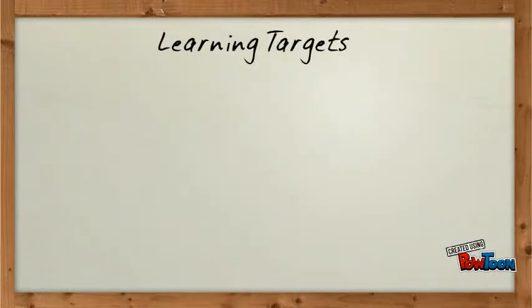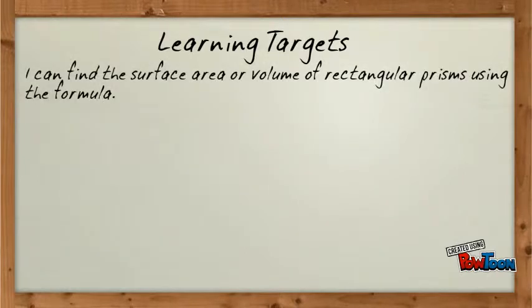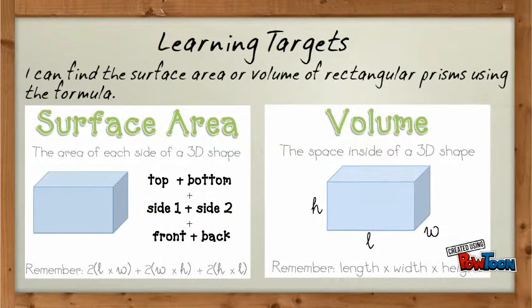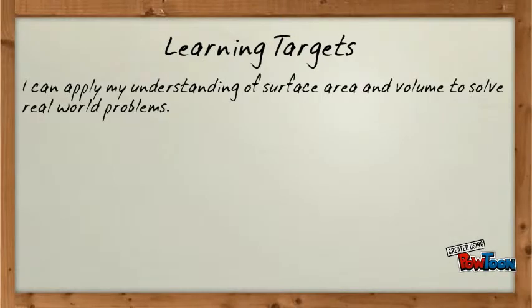The second, I can find the surface area and volume of rectangular prisms using the formula. Once again, we identify the first verb, find and using, and the subject, surface area or volume of rectangular prisms, and formulas. To show mastery of this target, students are expected to apply the formulas to basic problems for given rectangular prisms.